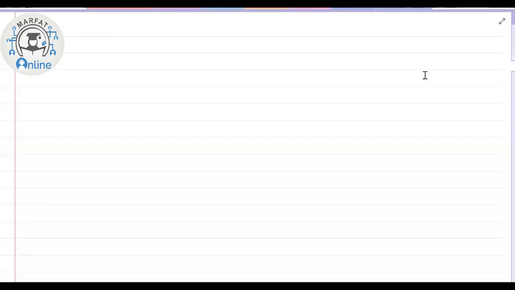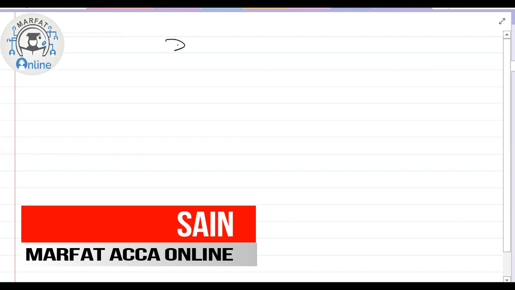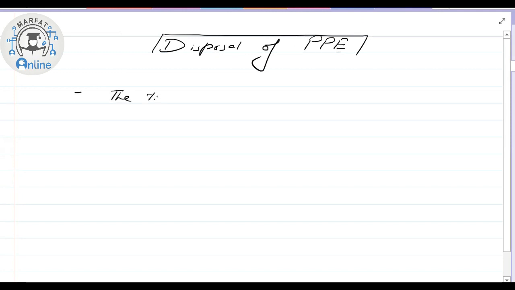All right, so now we'll be doing the rest of the standard. And in the rest of the standard, the first thing you have is the disposal of PPE, property, plant, and equipment. So the first thing you have in the disposal is that the transfer of control.